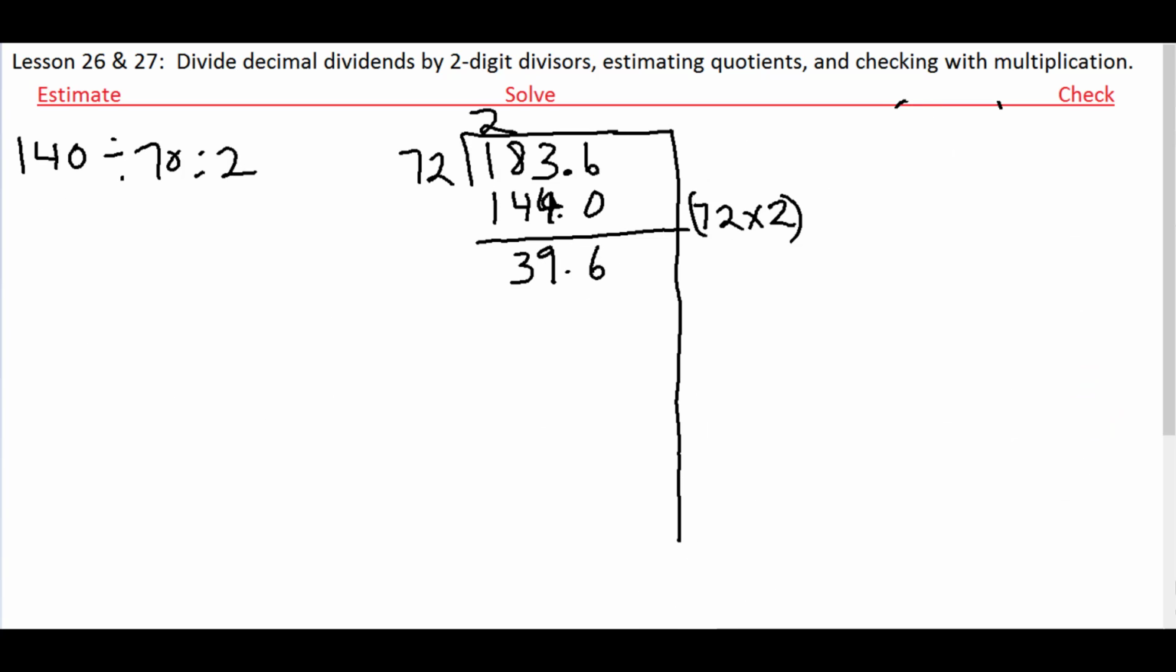Okay, in this next example, we have 183 and 6 tenths divided by 72. I've already solved the whole number portion, where my estimate was 140 divided by 70 equals 2. So I have my first partial quotient of 2. Now as we move on, we see we have 39 and 6 tenths remaining from our dividend. 39 does not comfortably divide by 72, so we're going to rename 39 and 6 tenths as 396 tenths. And now we can work with something here.